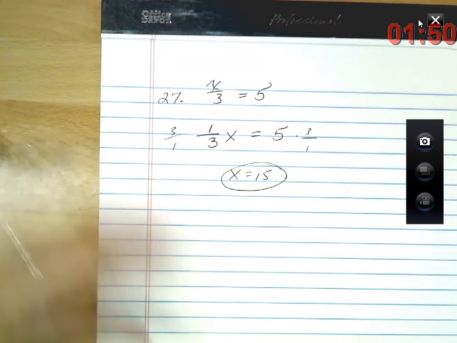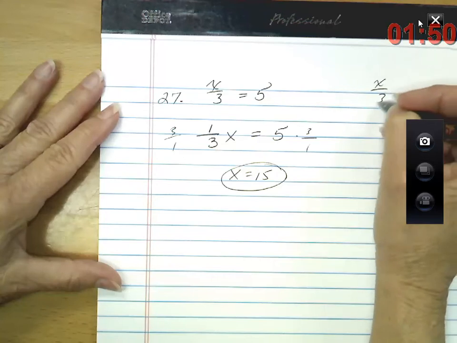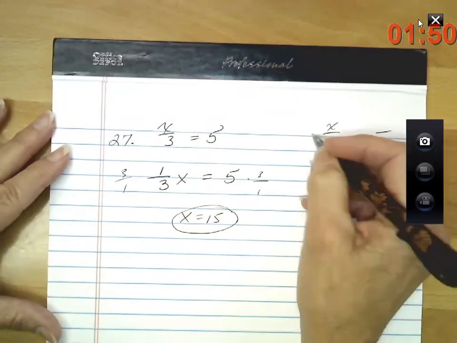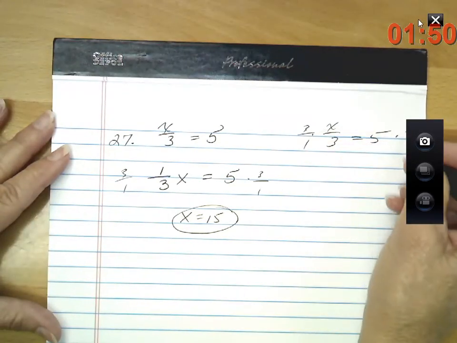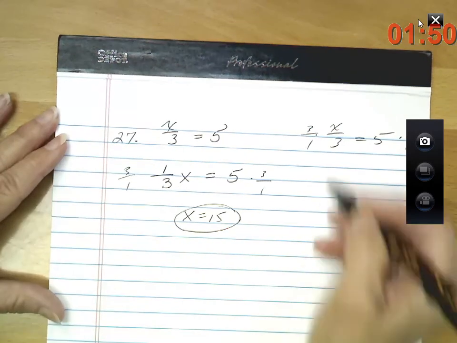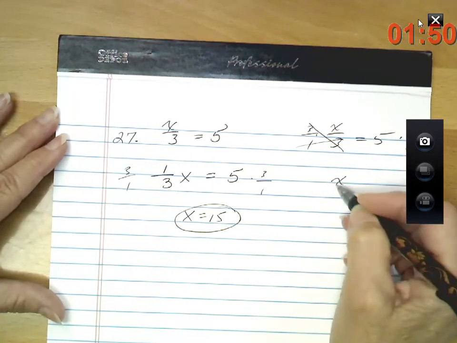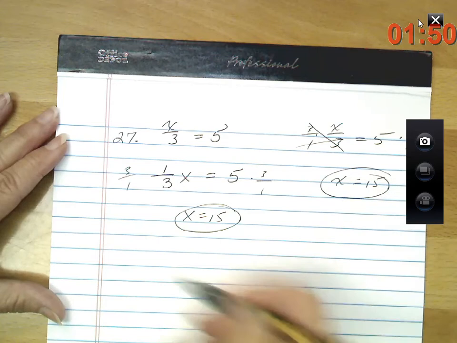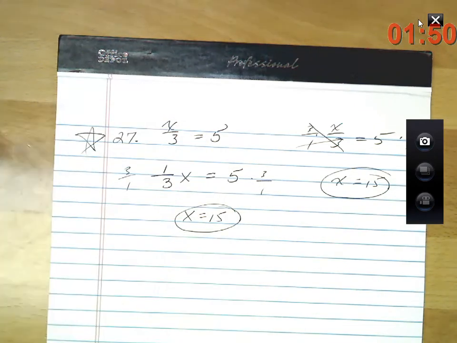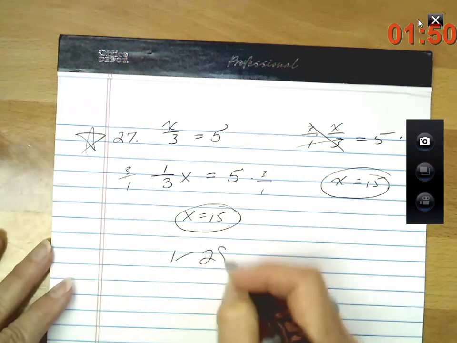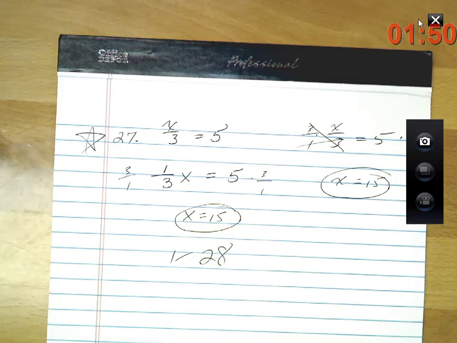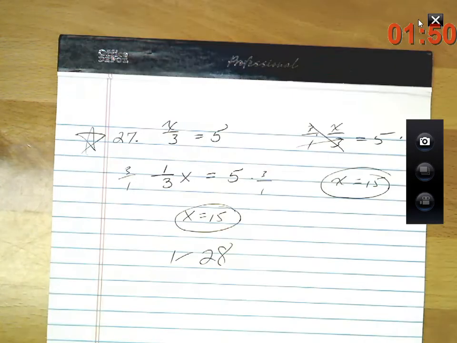You can also think of that as multiplying by 3 over 1 right here. Either way, it cancels it and you have an x. But I hadn't showed you that. Okay, do 1 through 28 on set 2. It starts off simple and then it keeps on going.